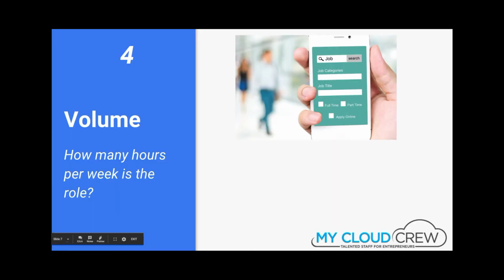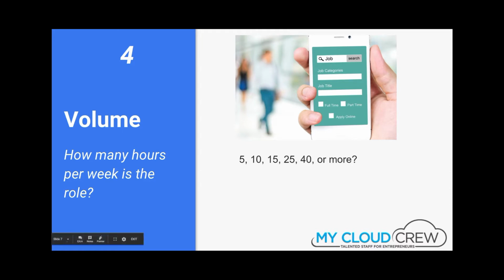Okay, step number 4, a critical piece of the puzzle, one that often gets forgotten when preparing for a role. It's a really important question to ask, because it will determine how much you're going to spend on the role. It will determine also who's in the talent pool. If it's a full-time job, then 90% of the market is in the talent pool. If it's a part-time job or a very part-time job, then you're going to be narrowing the talent pool as you go.